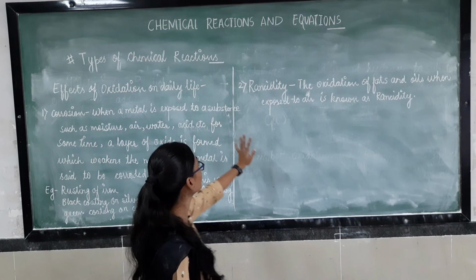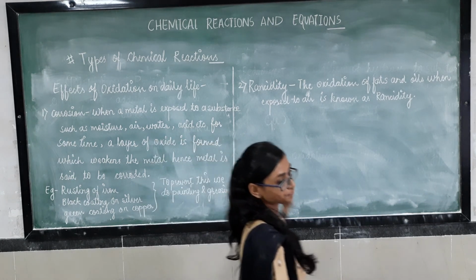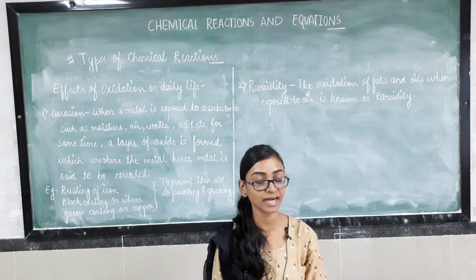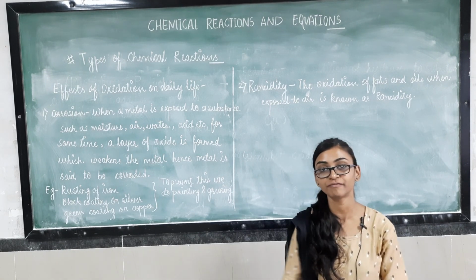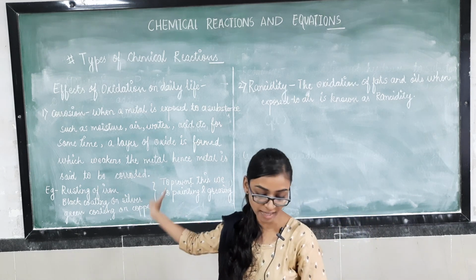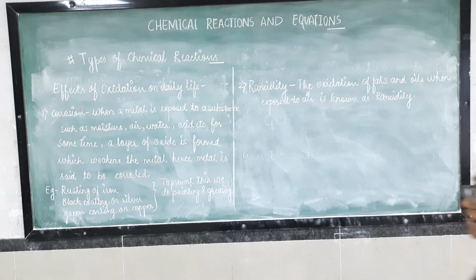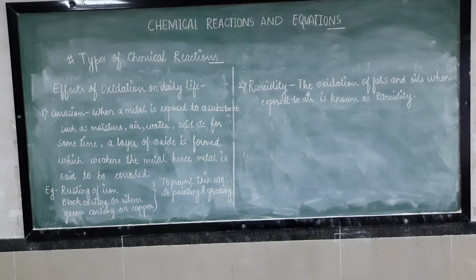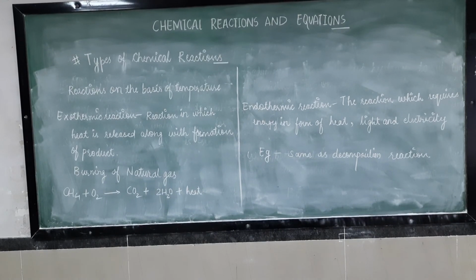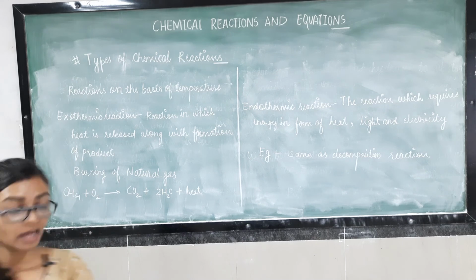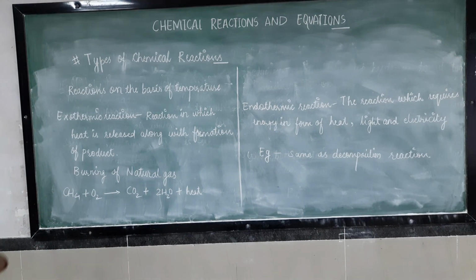Now we have completed this, but two more reactions are there, chemical reactions that are classified on the basis of temperature. We have seen earlier, that is endothermic reaction and exothermic reaction. So we will see that first and we will wrap up our chapter. So chemical reactions are classified on the basis of temperature also. These are exothermic reactions and endothermic reactions.